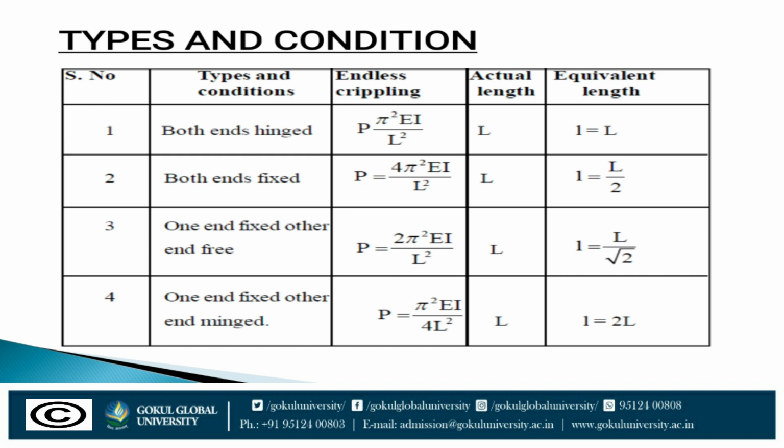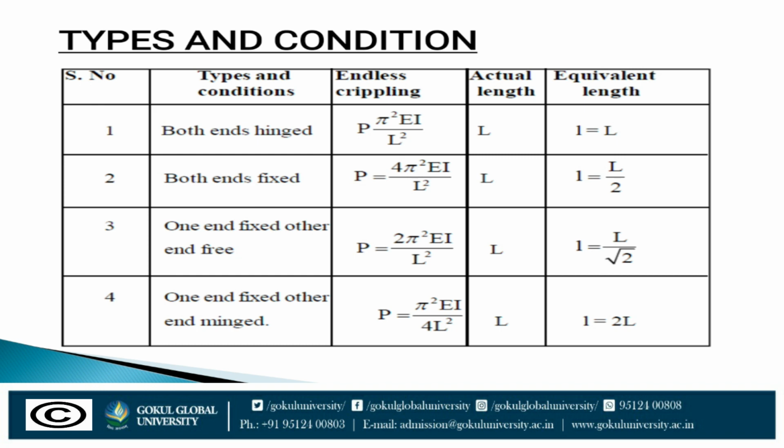First condition, when both ends are hinged, the crippling load is pi square EI upon L square, and the equivalent length is equal to the actual length, L. When both ends are fixed, P is equal to 4 pi square EI upon L square, and the equivalent length is equal to the actual length divided by 2.